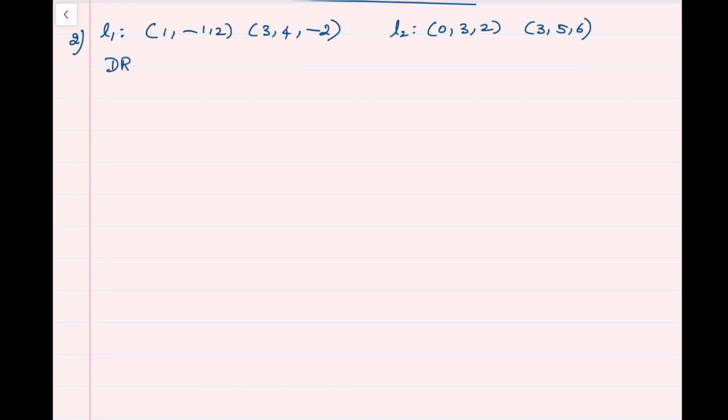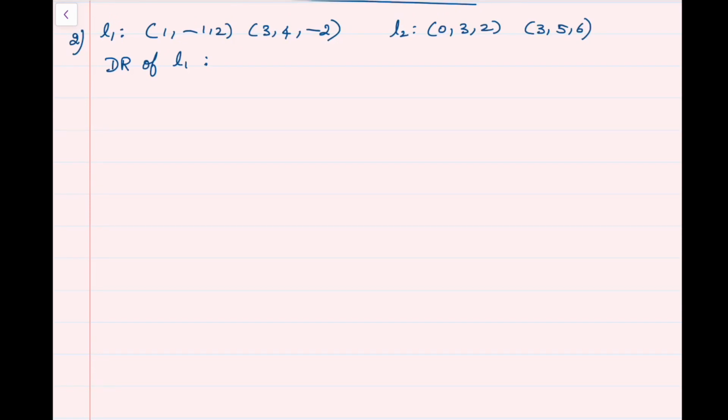Question number 2. Show that the line through the points (1, -1, 2) and (3, 4, -2) is perpendicular to the line through the points (0, 3, 2) and (3, 5, 6). Let us take the first line as L1 and the second line as L2. When two points are given, we know how to find the direction ratios. We subtract. Direction ratios of L1 are, we can do first point minus second point or second minus first.